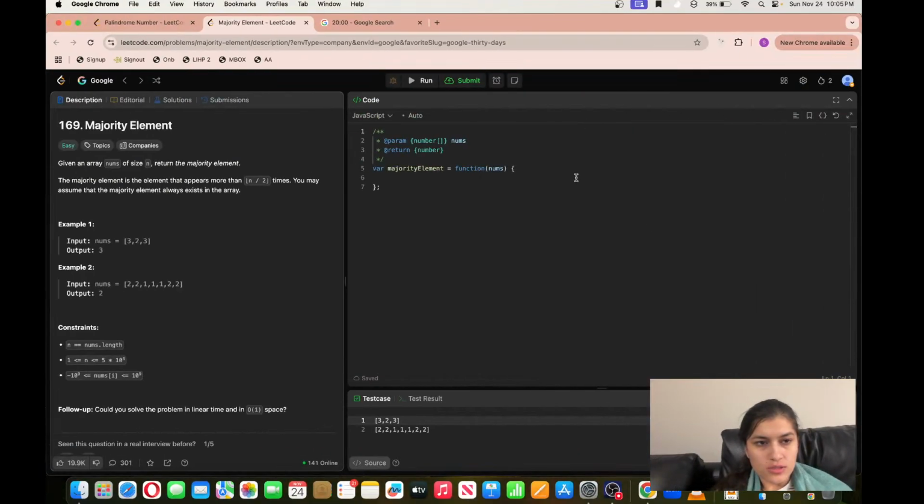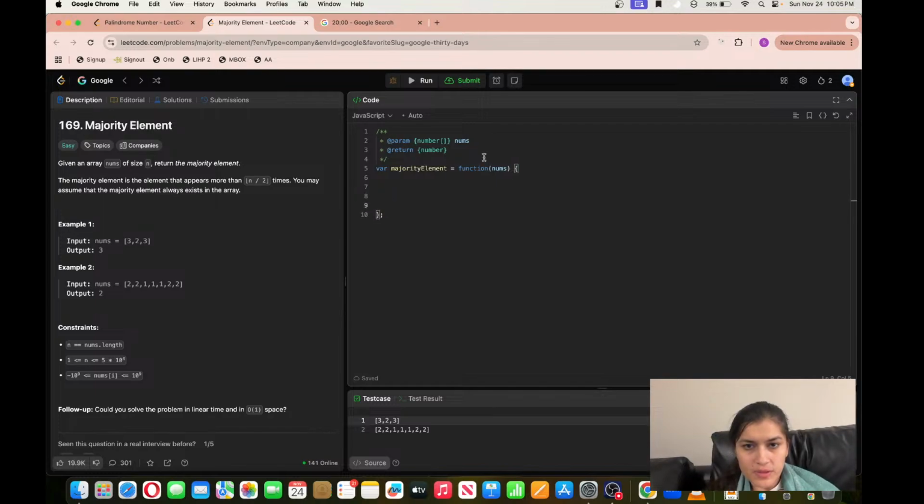Hi everyone, so let's do this question today. Majority element. Let's read the question. Given an array nums of size n, return the majority element.